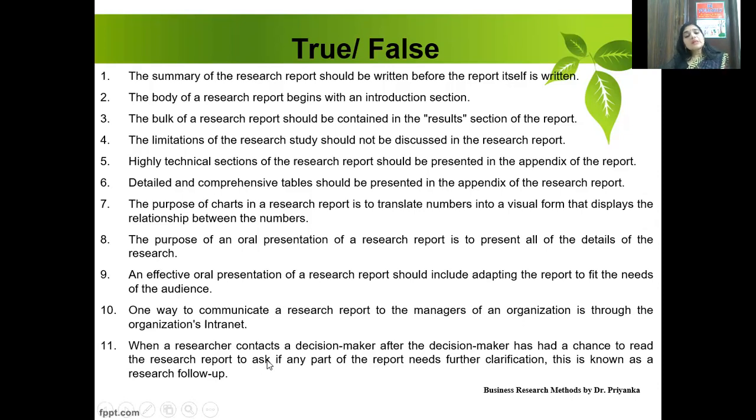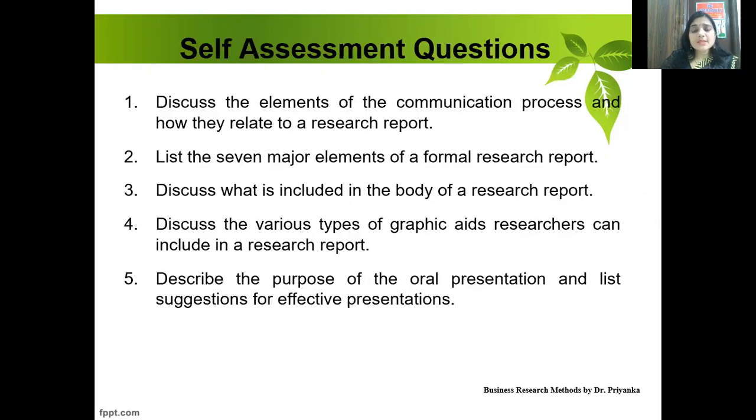Last is, when a researcher contacts a decision maker after the decision maker has had a chance to read the research report, to ask if any part of the report needs further clarification, this is known as a research follow-up. Is it? Yes, this is actually the research follow-up. And when you are doing research for an agency or something like that, it is always needed. That's true. Let us discuss some questions as well.